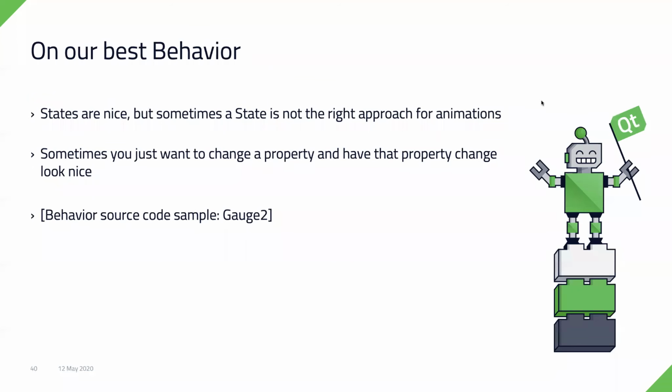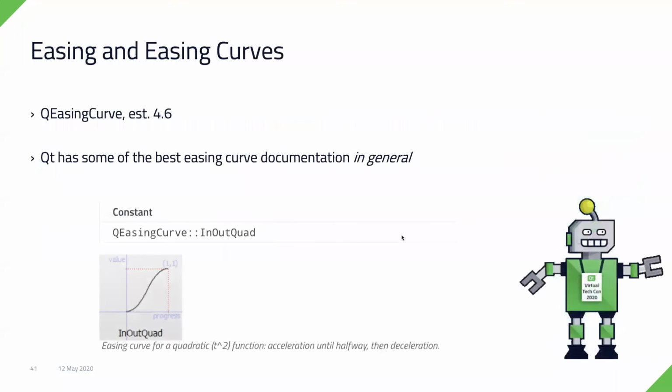Okay, we're coming to the end of the hour, so I'm going to have to move on to a quick note on easing curves. We've looked at easing curves here. I'm going to refer you to the documentation on the C++ class as well. The QEasingCurve class has been around since Qt 4.6. It has some very nice documentation, including charts which show you what the easing curves look like. So if you're looking to get an idea of how they work, this is the place to go.